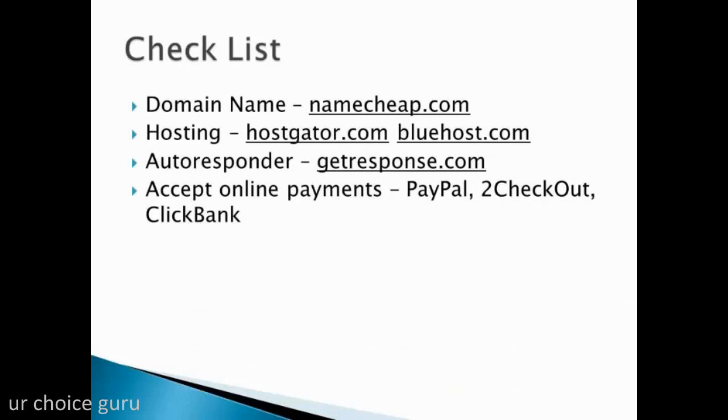Checklist. Domain name, Namecheap.com. Hosting, HostGator.com or Bluehost.com. Autoresponder, GetResponse.com. Accept online payments, PayPal, 2Checkout, or ClickBank. Make sure you have all of these purchased, downloaded, and in place.